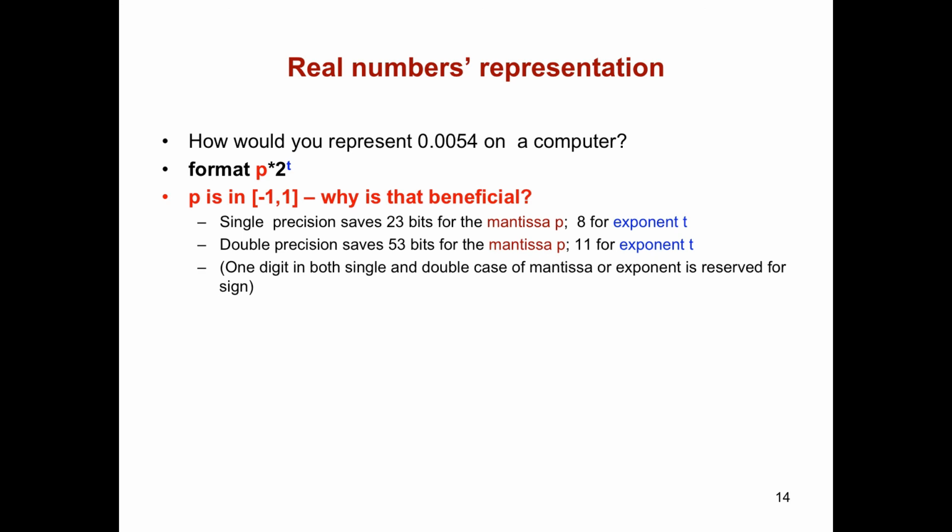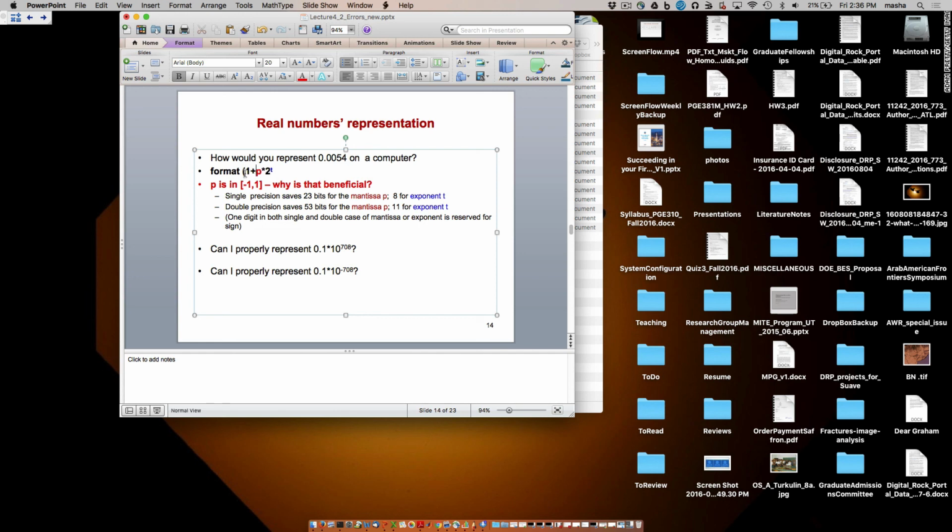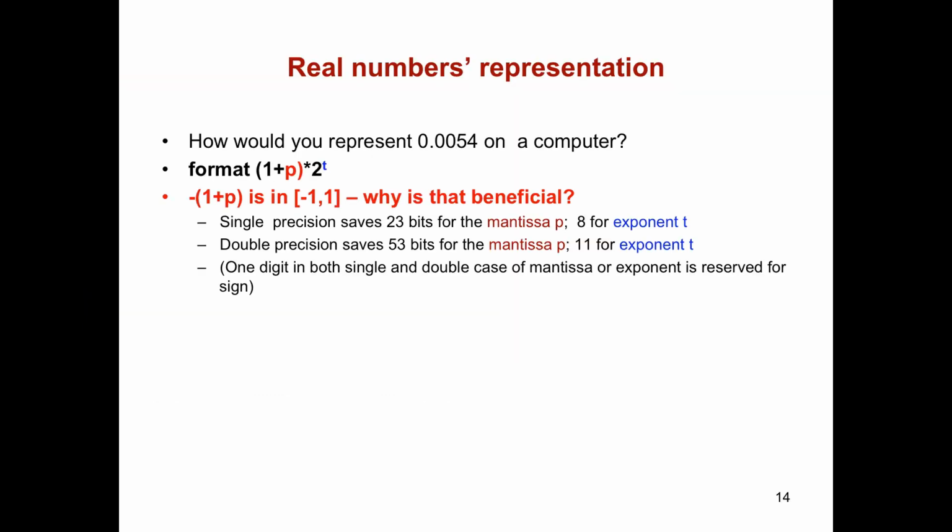Actually, I was referring to 1 plus p and minus 1 plus p, to be precisely similar to what we did before. So it's always a number that is 1 or larger, so you would store only the portion that is different from 1. For this mantissa p, you will use either 23 or 53 bits to store it. One of those bits is reserved for a sign. And for the exponent t, you would have either 8 or 11 bits depending on the precision.